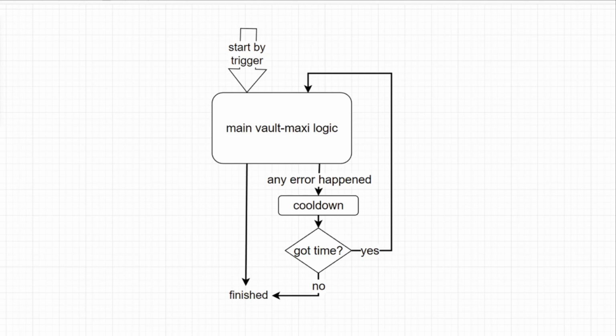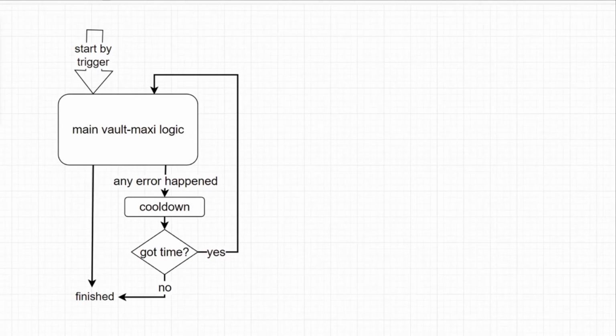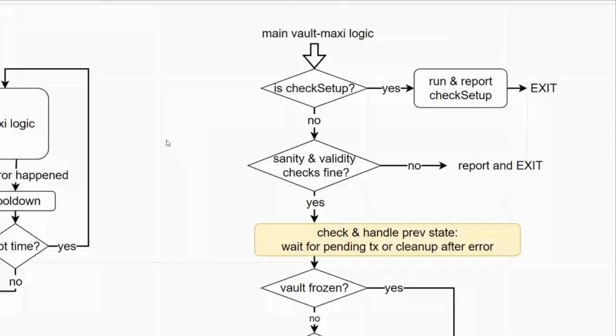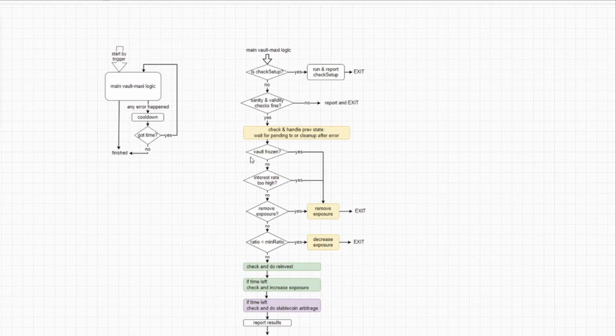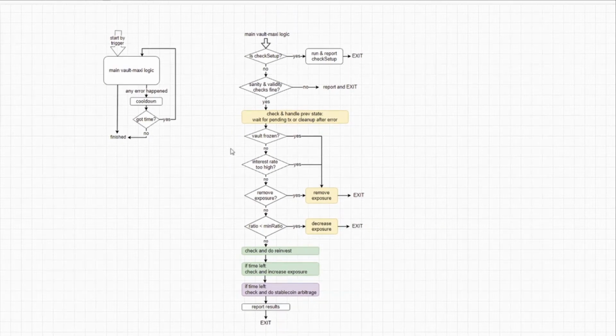So we have kind of a main loop where we try to do our logic steps. If it fails, we try again. If we run out of time, we're finished, and the next trigger will do that. So let's look into this main logic. As you see, this is a bit more, but not too complex. So let's start in. I colored the stuff that's actually doing something on the chain.